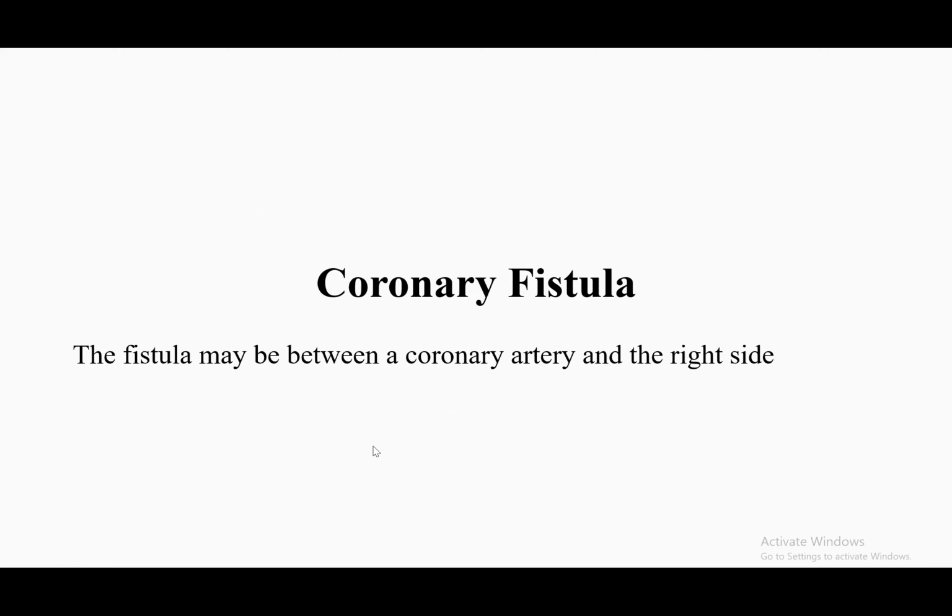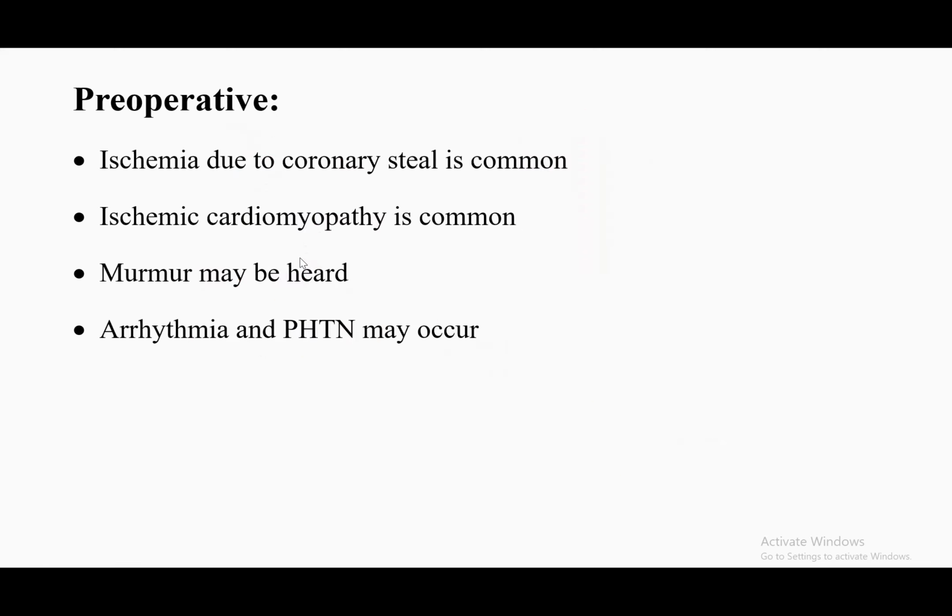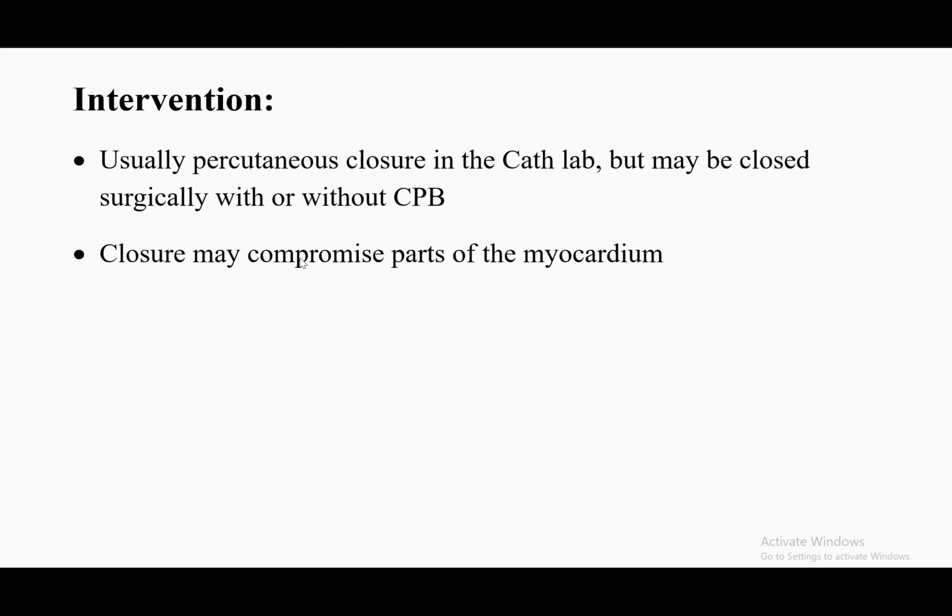Now we'll talk about coronary fistulas. These fistulas may be between a coronary artery and the right side. So sometimes the blood from one coronary passes to the pulmonary artery. Ischemia due to coronary steal is common. Ischemic cardiomyopathy is common. Murmur may be heard. Arrhythmia and pulmonary hypertension may occur.